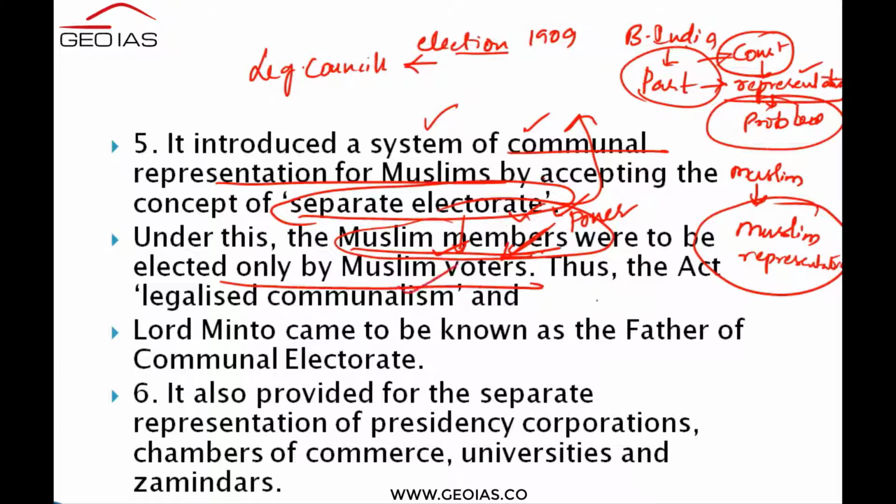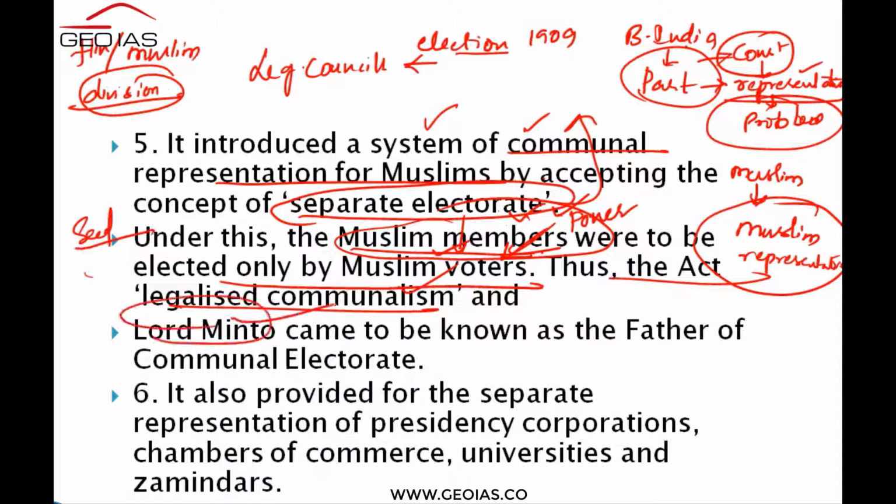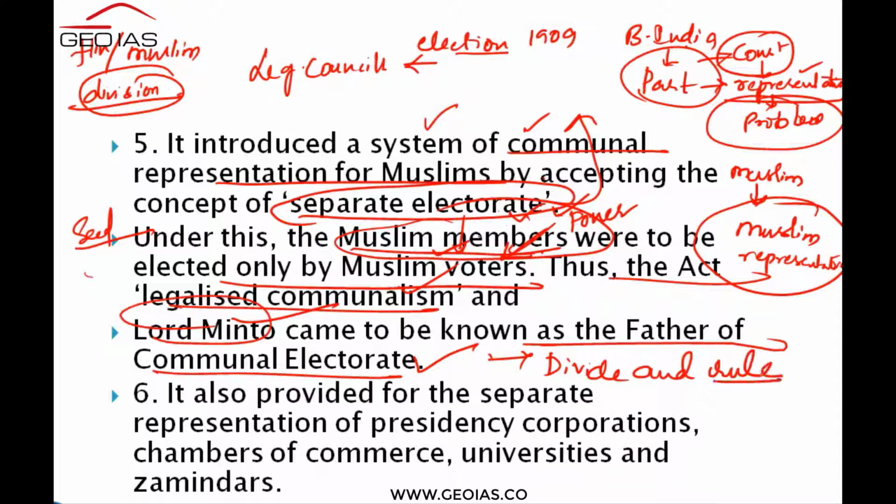Thus this act legalized communalism. Communalism means Hindu and Muslim, so a division between different religions was started. The seed of this was sown by Lord Minto, and he came to be known as the father of communal electorate. So they started the policy of divide and rule. Muslim members can elect their own representative, and he will represent them in these legislative councils.